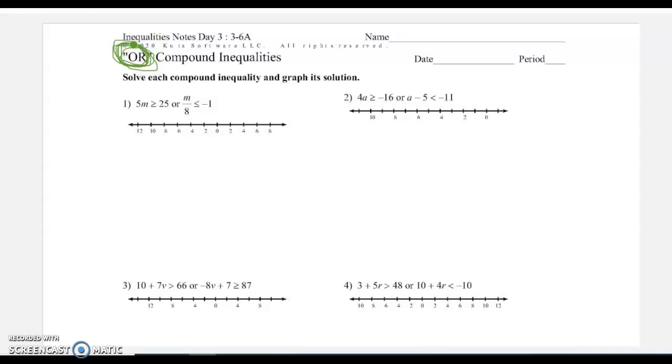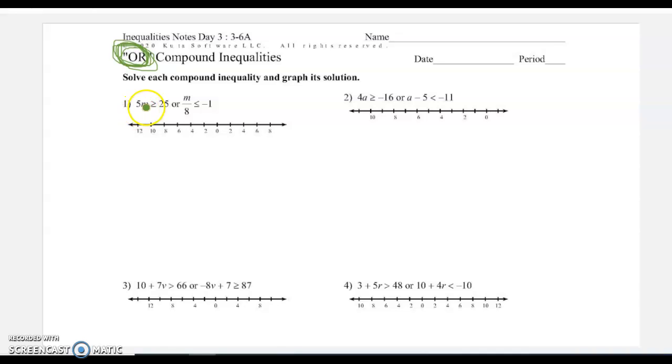Like if I say, if you want to get an A in math, you can give me $9 million or you can buy me a Jaguar. That means you could do either one of those things, right? That's what "or" means. So here for these "or" inequalities, what you do is you just solve both of them and then you graph them on the same number line.